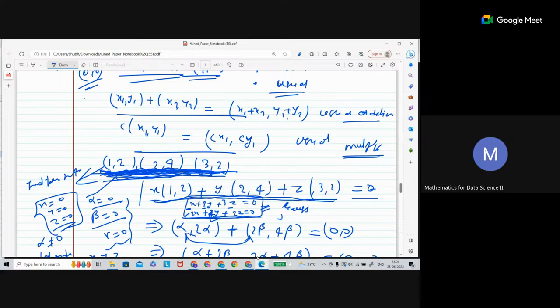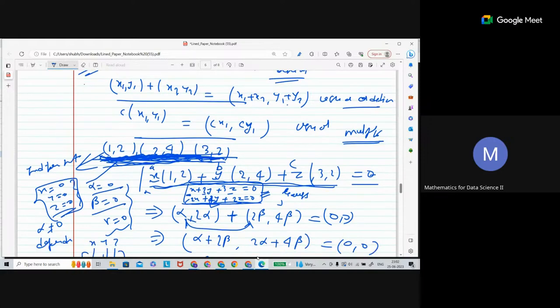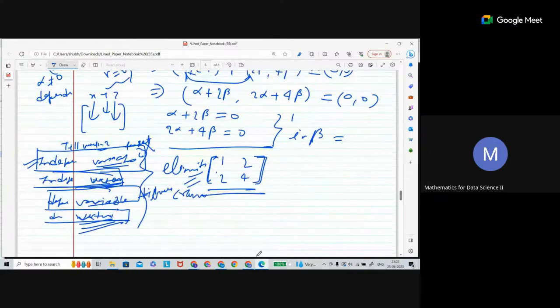Don't be confused. These are the coefficients only. I can write alpha, beta, gamma, or x, y, z, or a, b, c, anything, right? There is no issue. I want to find the alpha, beta, gamma values only. And based on those values, if they are 0, 0, 0, then you just say independent. If not, dependent. You will see it in week 4 also. Don't worry. Dependent and independent will come up in basis also. But this is the definition.